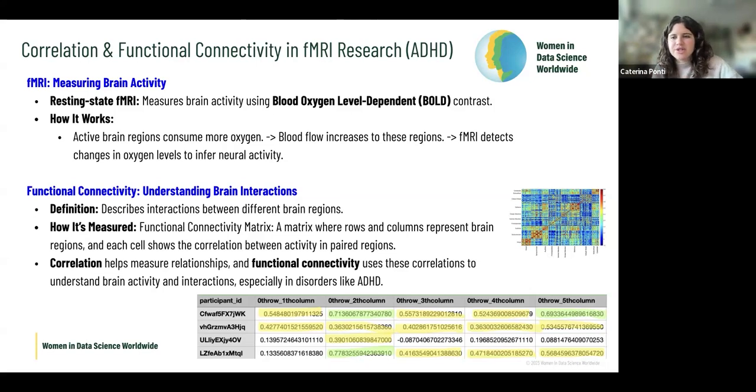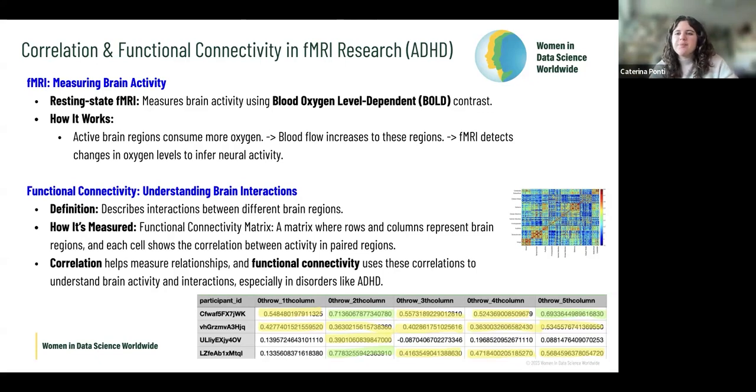So just like we measure the correlation between two variables, we can also measure the correlation between two brain regions and their activity. Actually, it's the measure of the correlation between the activity levels of the different brain regions. So if you want to remember, functional connectivity matrices are matrices where rows and columns represent brain regions, the same brain regions on both, and each cell shows the correlation between activity in those brain regions.